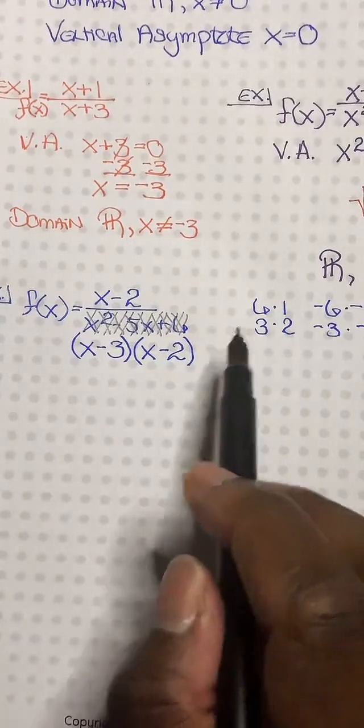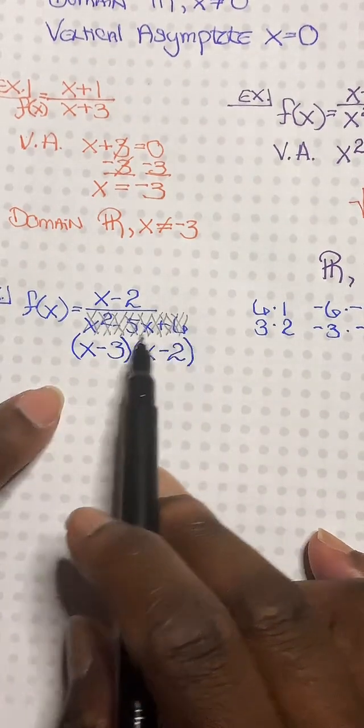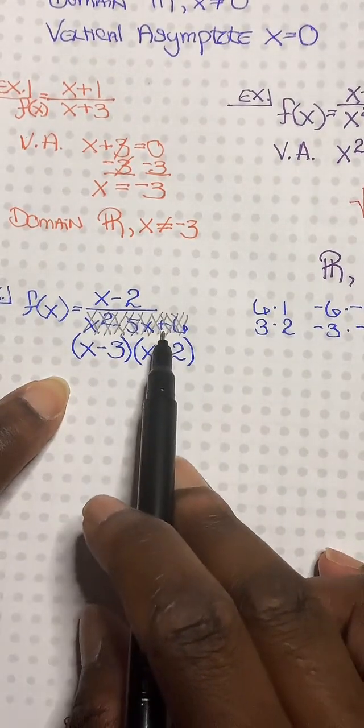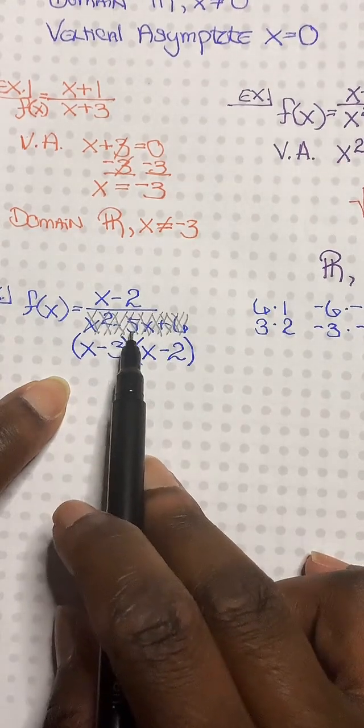Why are both of them negative? Because we needed a +6. A -3 times a -2, remember a negative times a negative gives me a positive, and a negative plus a negative gives me the negative.